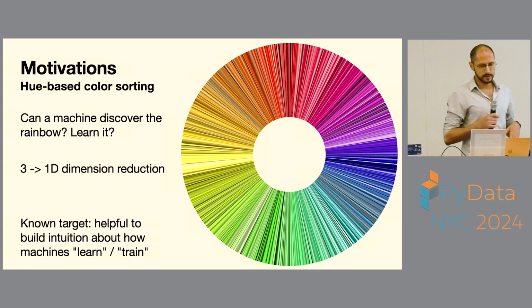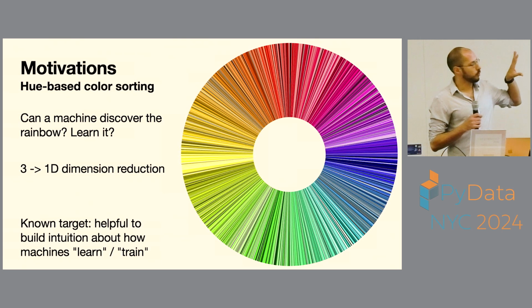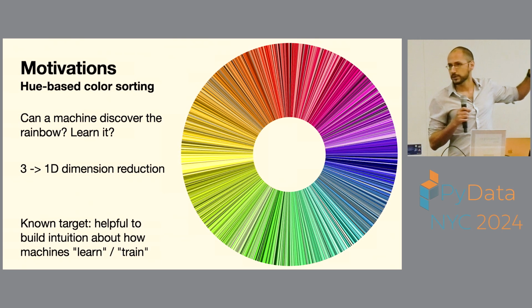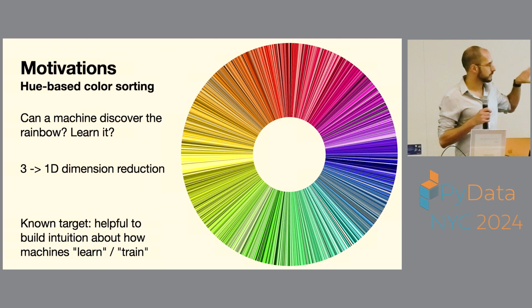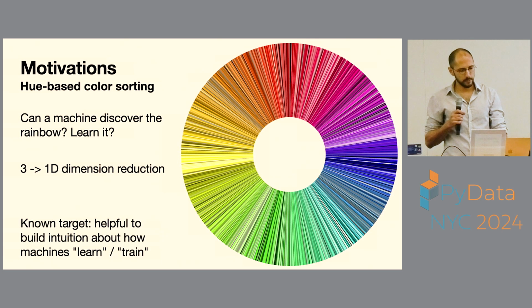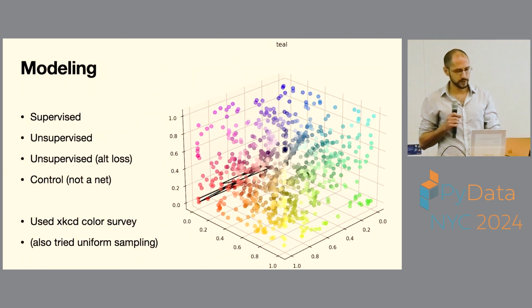So there is basically a rainbow. It's not all of the colors, but a lot of the colors put around a circle. So it's a one-dimensional thing which is wrapped around. This is ordered by hue. So colors that are close together are next to each other, right? Reds are next to reds, yellows are next to that. And I want to know, could a machine figure this out on its own?